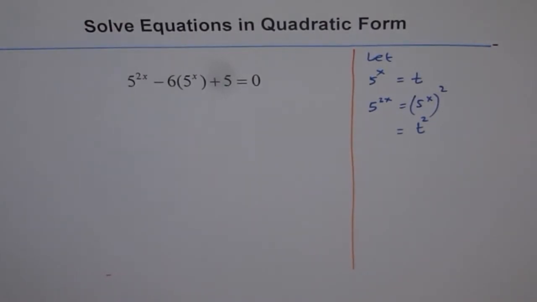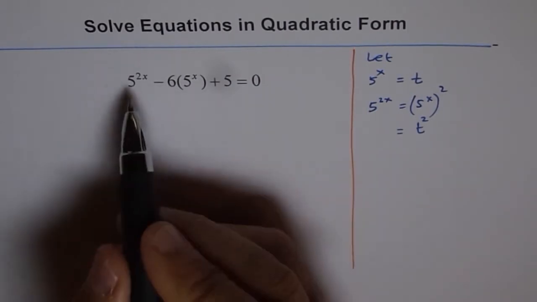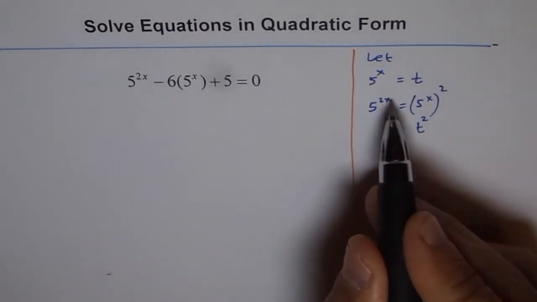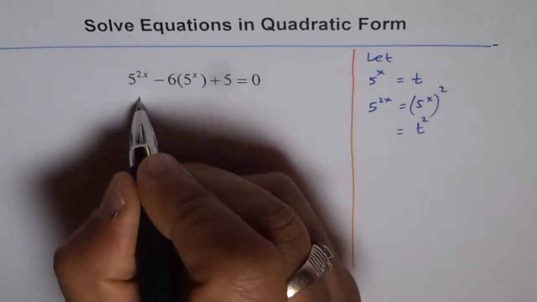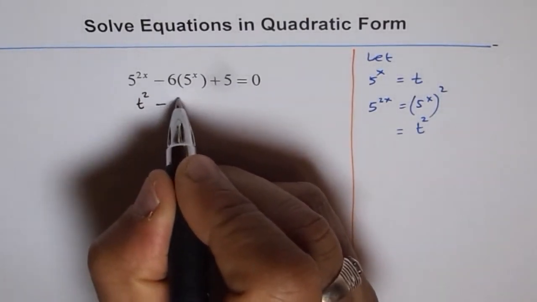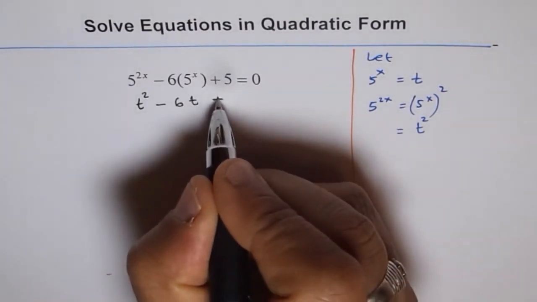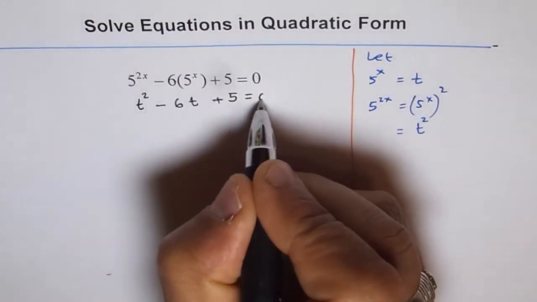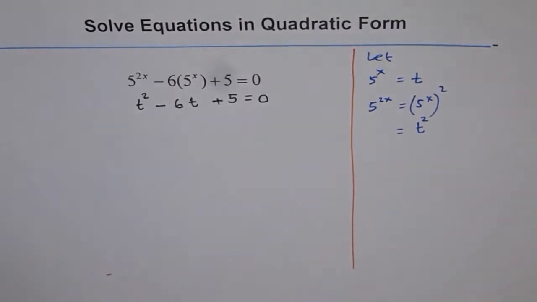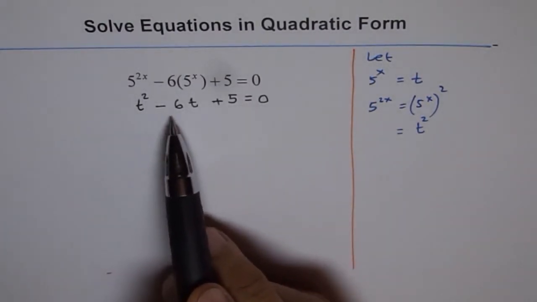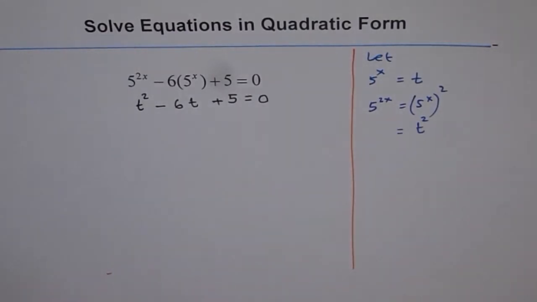Now we did this little substitution, and now let's transform our equation. So 5 to the power of 2x is t squared. So we'll write this as t squared minus 6 times 5 to the power of x, which is t, plus 5 equals 0. Well, that is a quadratic equation. It has 3 terms, t squared minus 6t plus 5. Wow! And now equal to 0 is simpler to solve.